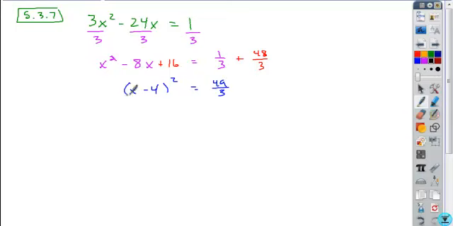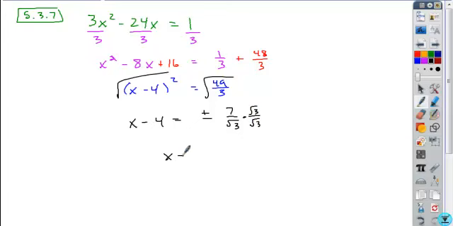I'm then going to extract my square root. I get x minus 4 is equal to, always take into consideration the positive and negative root, the square root of 49 is 7 over the square root of 3. Well, dividing by root 3 is just like multiplying by root 3 and dividing by 3, right? Or you can rationalize the denominator. So when I add my 4 to both sides, plus or minus, I get 7 root 3 over 3.